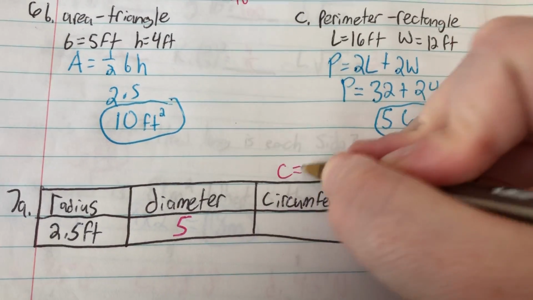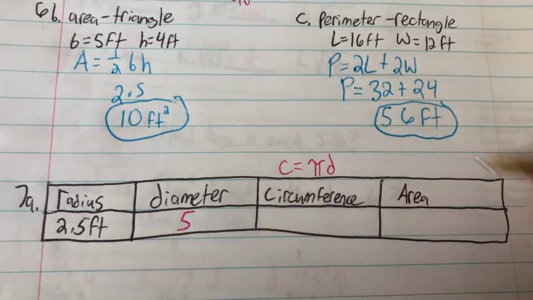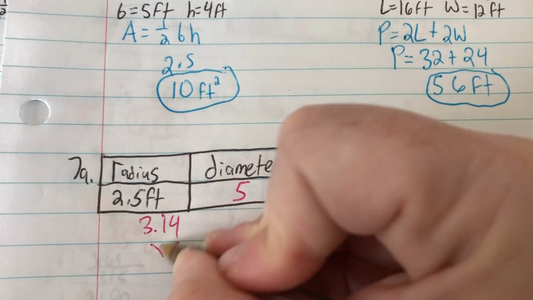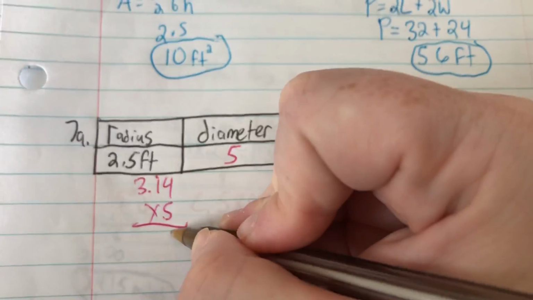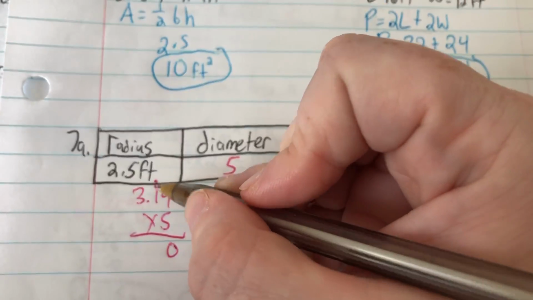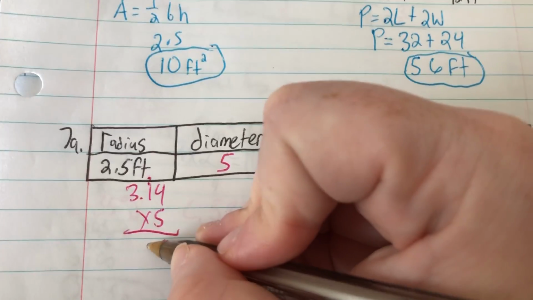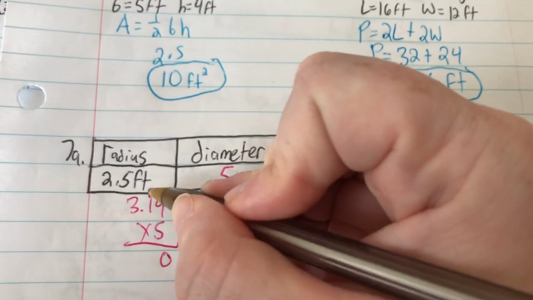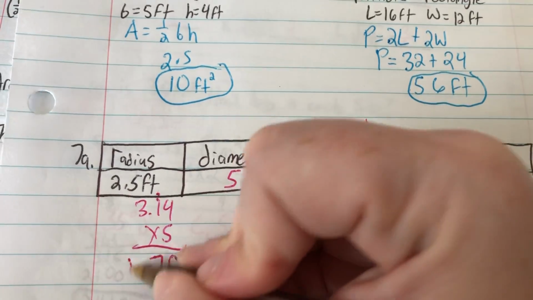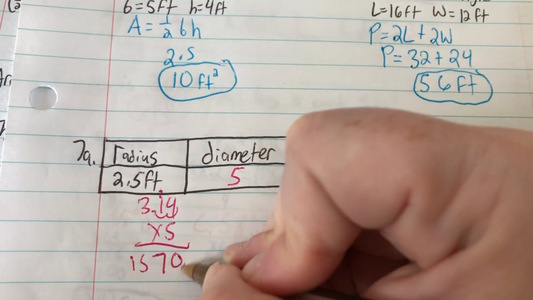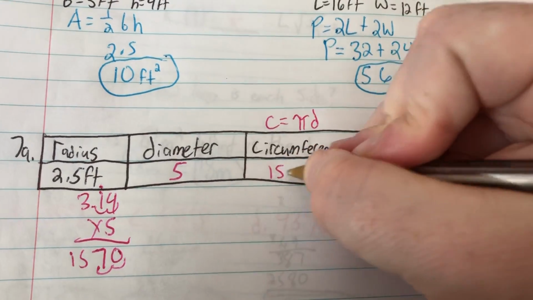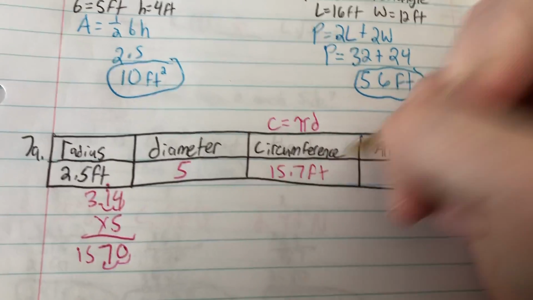Circumference, C equals pi times diameter. So 3.14 times 5. 5 times 4 is 20. 5 times 1 is 5 plus 2 is 7. 5 times 3 is 15. So my circumference would be 15.7 feet.